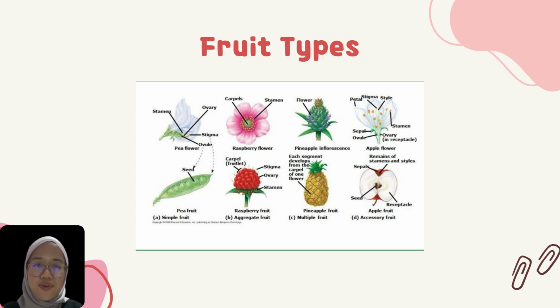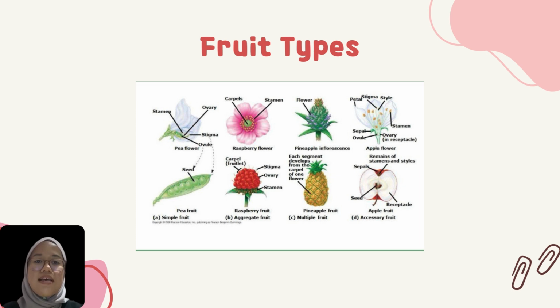Second is aggregate fruit, raspberry. From the many ovaries called carpels in one flower, each little fruitlet in a raspberry becomes from a different carpel. All fruitlets stick together to make one raspberry. Third is multiple fruit. Pineapple developed from multiple flowers that are tightly packed together. Each segment of the pineapple is from a different flower, but they fuse into one big fruit.